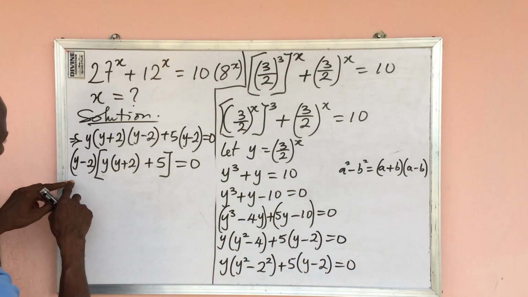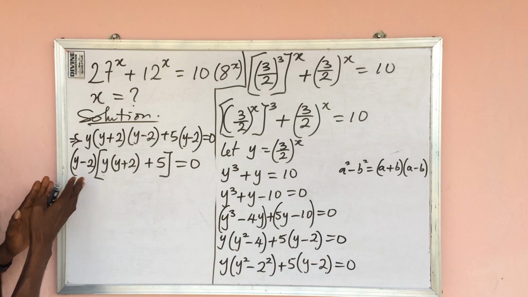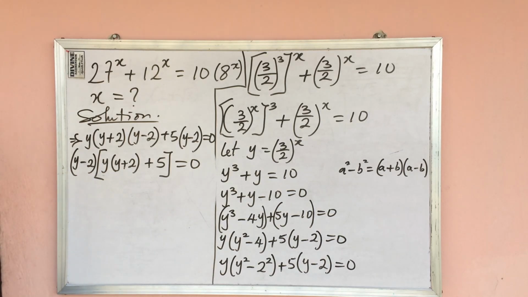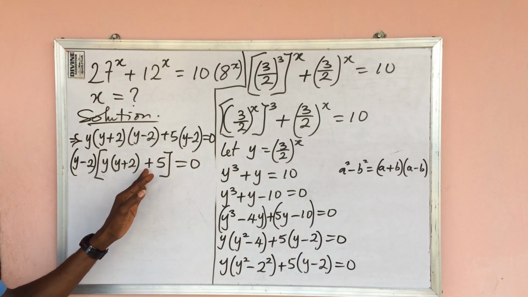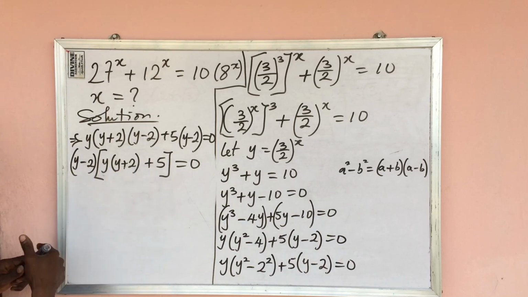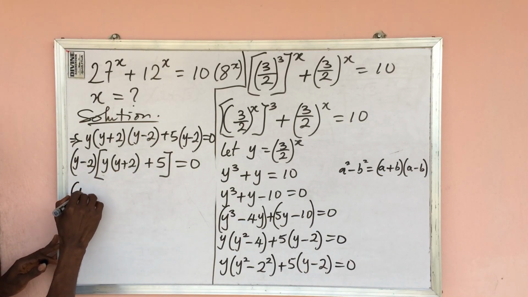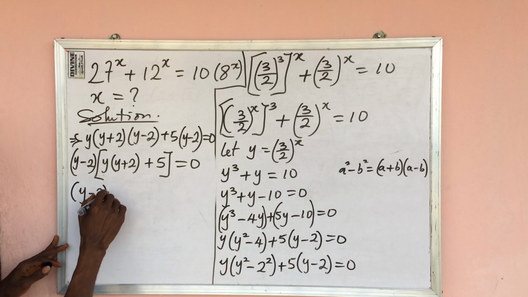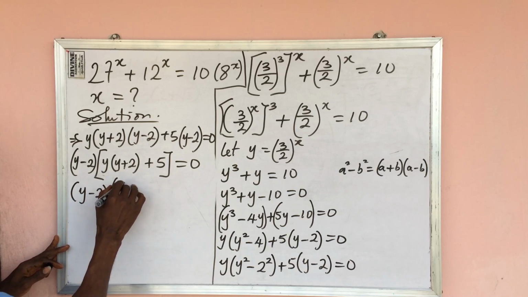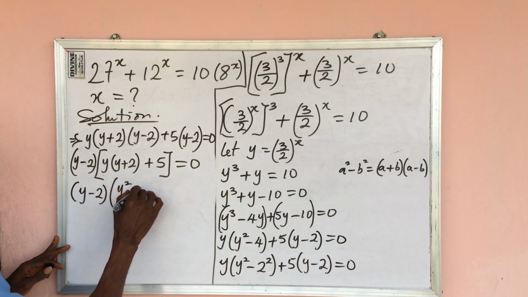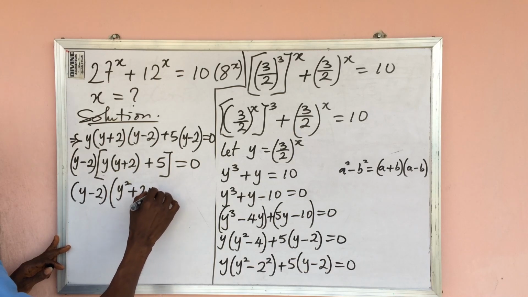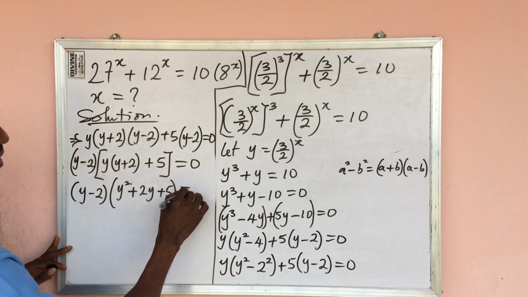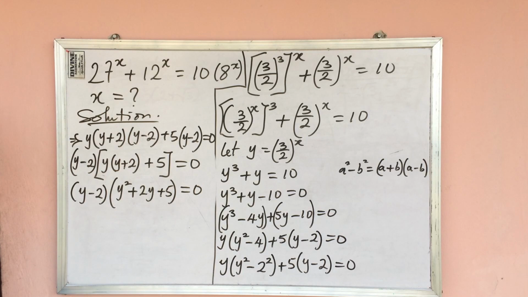Now, we have succeeded in bringing out y minus 2 in this system. We can now open what is inside here. If we use y to open up this, then we have bracket y minus 2 close bracket, bracket y squared plus 2y plus 5 equal to 0. Very easy. Now let's look at this.